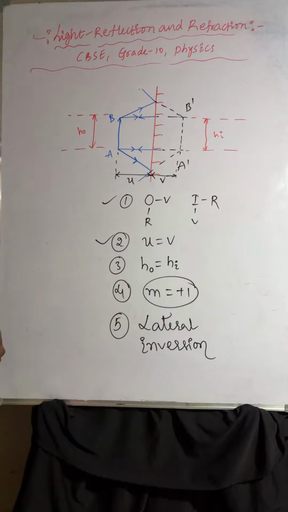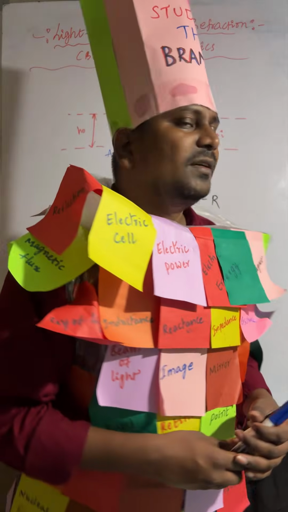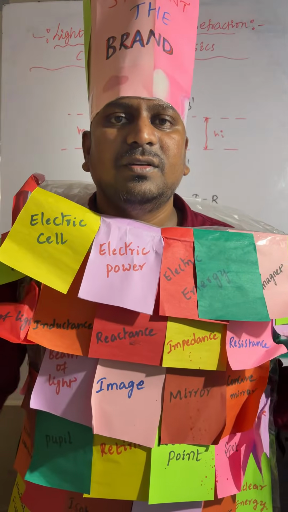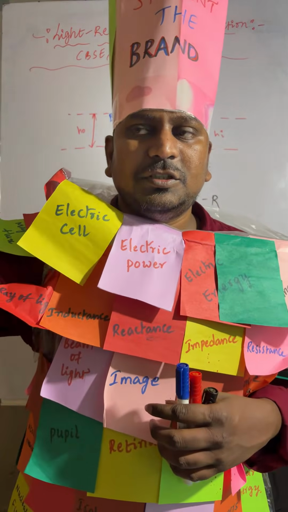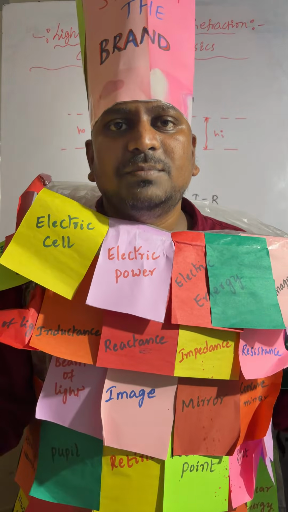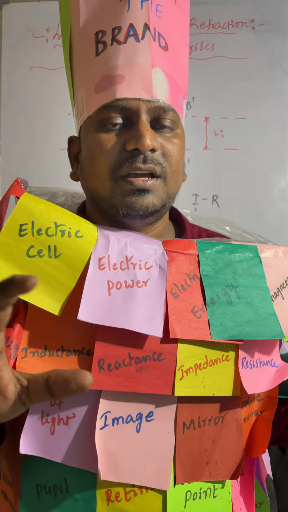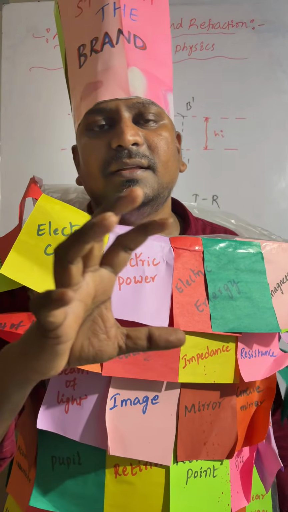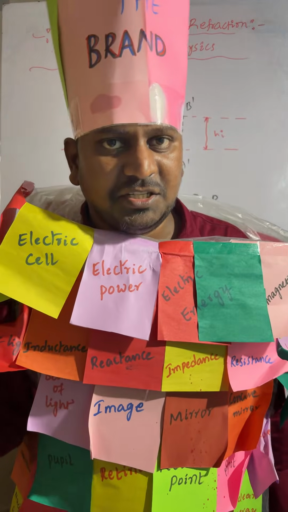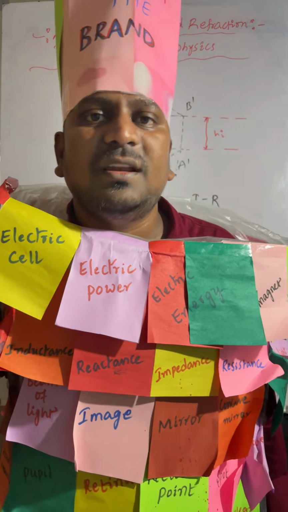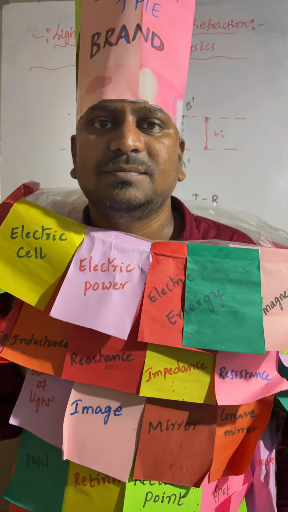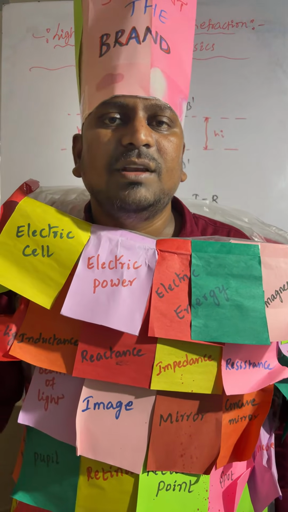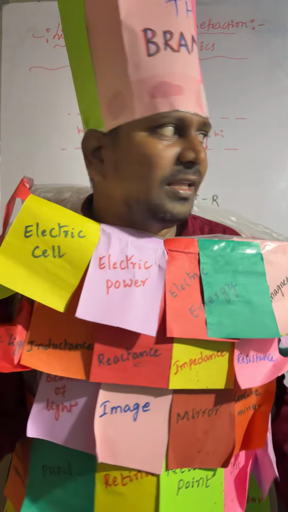Sir, what do you mean by lateral inversion? Lateral inversion is the phenomenon in which the right side of the object appears to be the left side of the image, and the left side of the object appears to be the right side of the image. If you observe the letters written on an ambulance, they are in the form of a mirror image. Once you see it in the rear view mirror, you can read the word ambulance clearly. So that is lateral inversion.